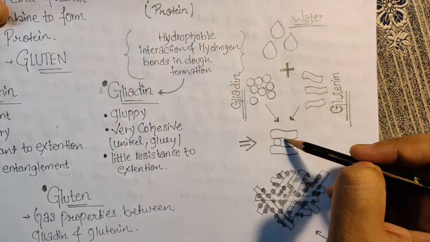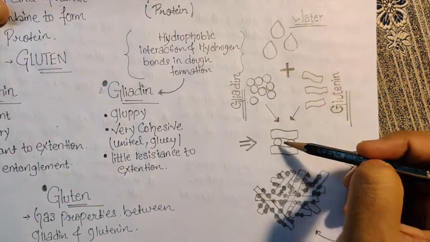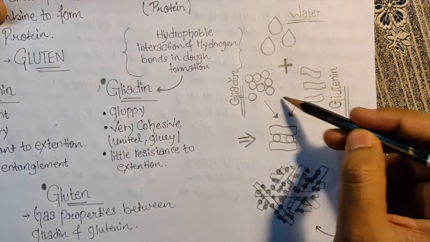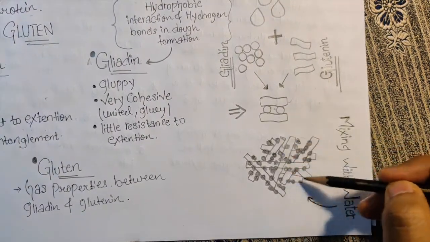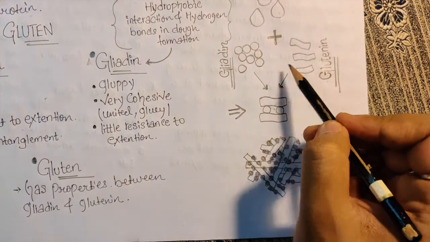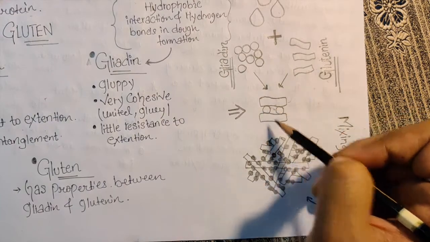When these two combine, we require water to combine them, right? Once the water comes between this, you can see here, mixing with the water, they start the formation, meaning the dough formation, right? So unless we add water, the glutenin and gliadin never mix together perfectly and give us a dough.